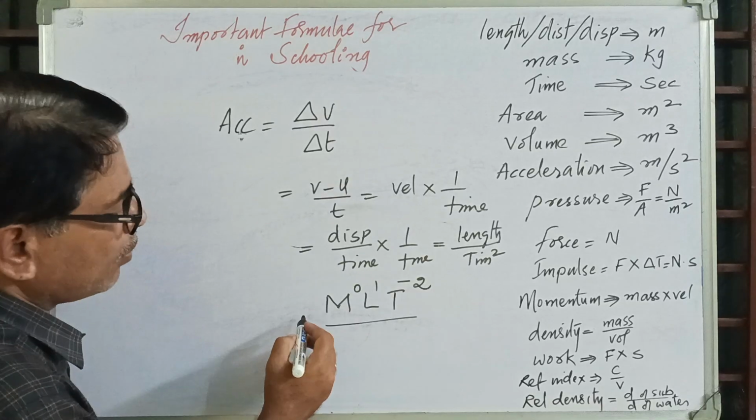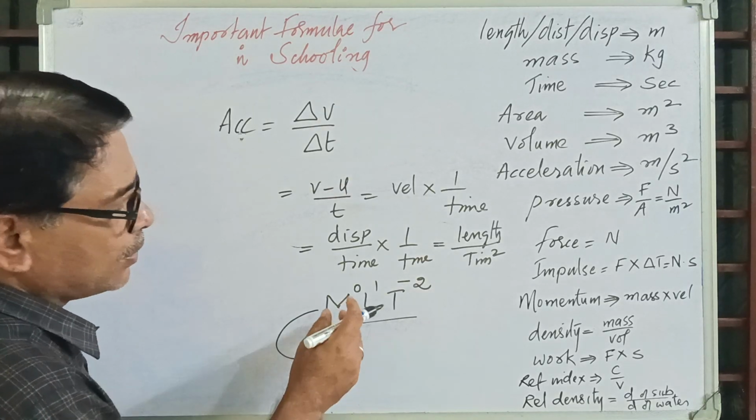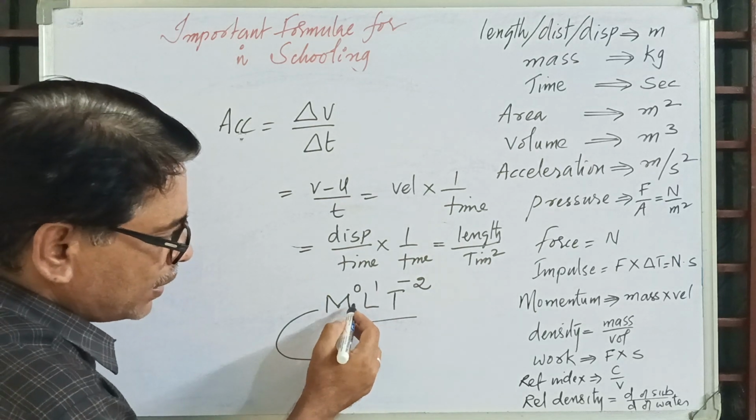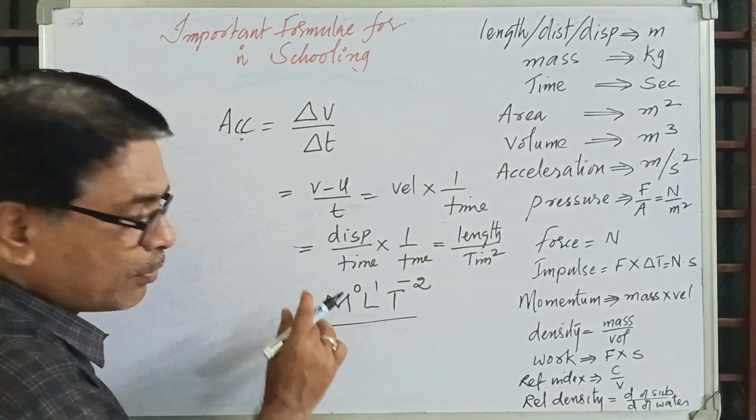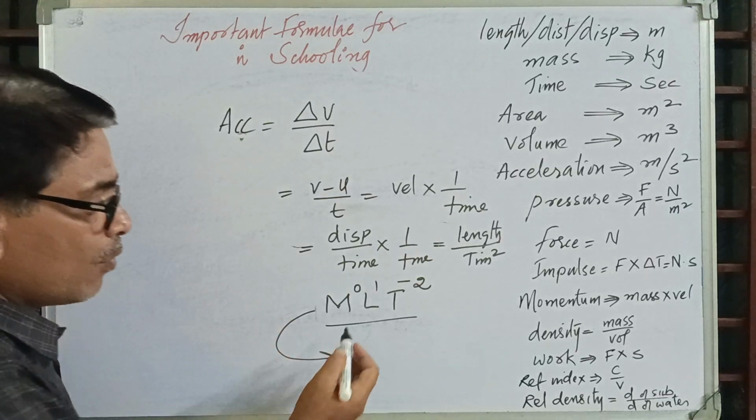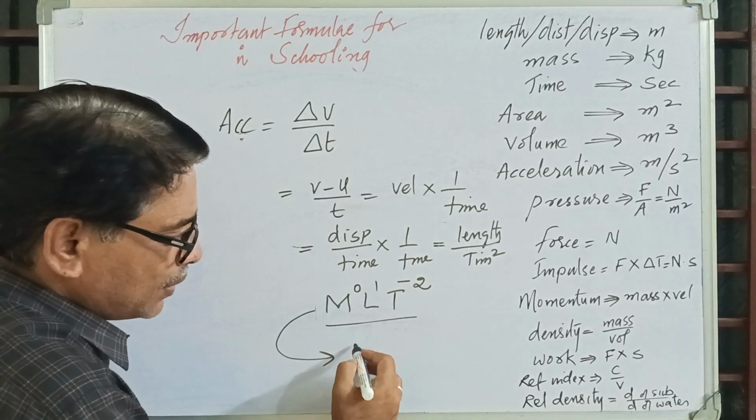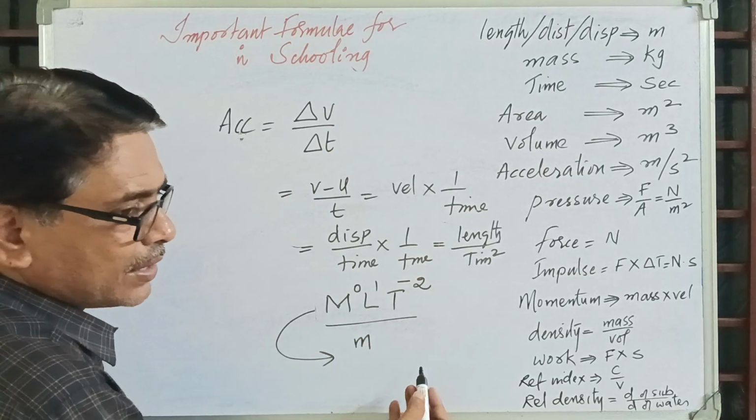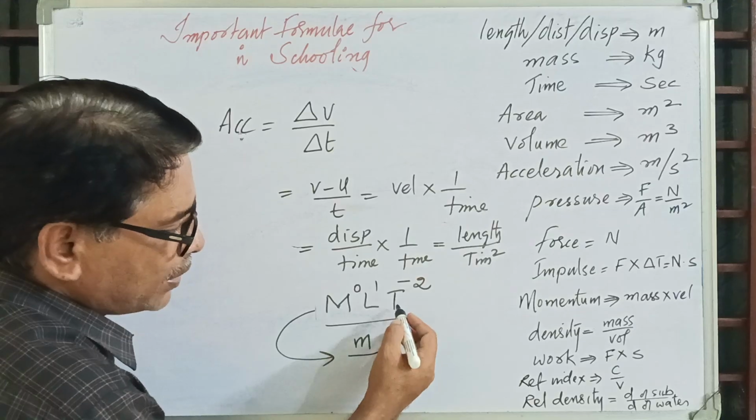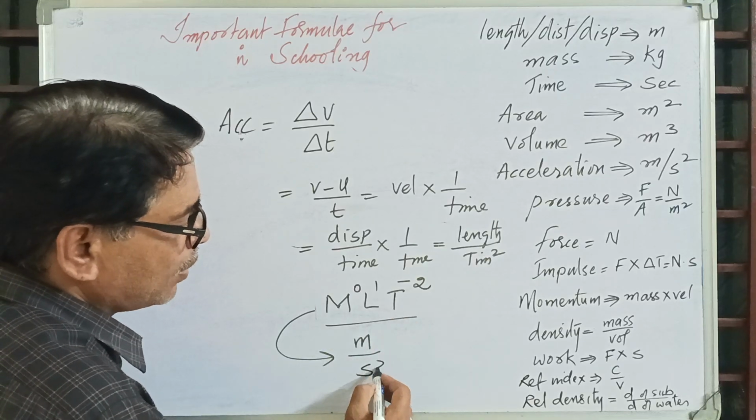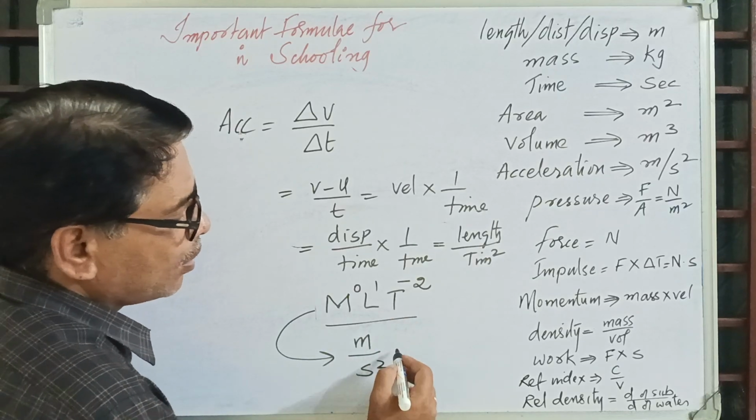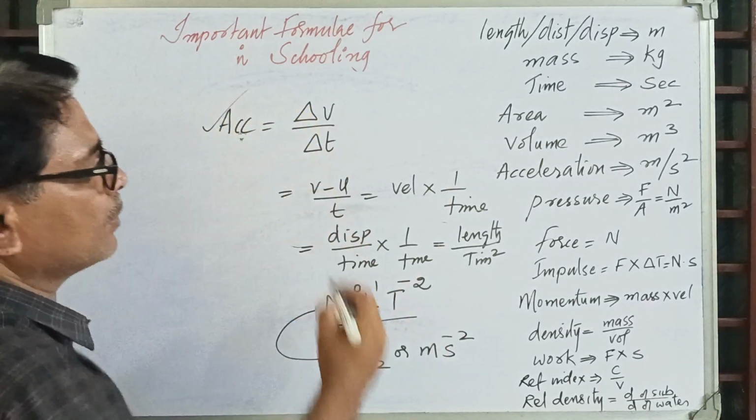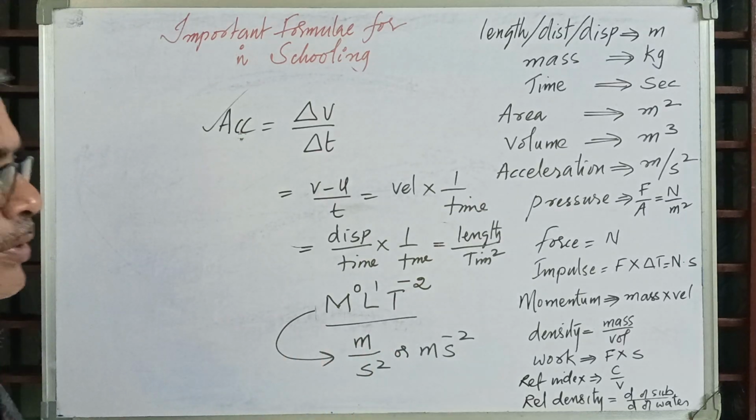Now I am coming from the dimensional formula of acceleration to the unit of acceleration. I don't have anything related to mass. But I have something related to length, so it will be meter on the top. The time unit is second square, and this has come from the denominator side. Therefore meter per second square or meter second inverse. This is the unit for acceleration. See, it is easy to write dimensional formulas.